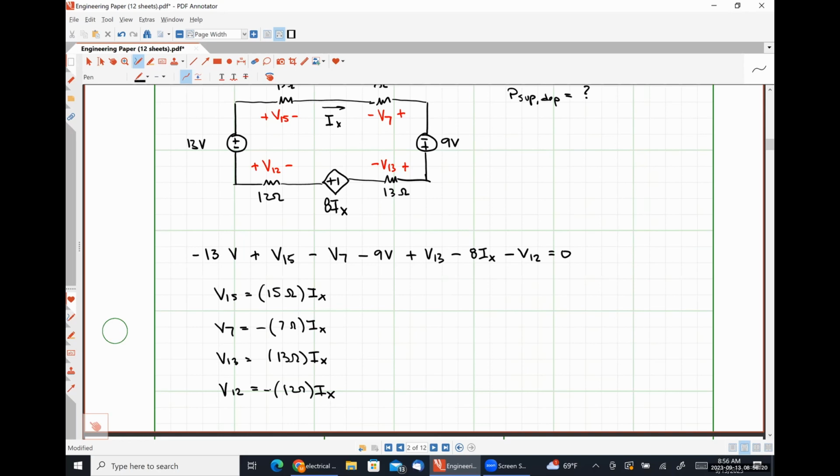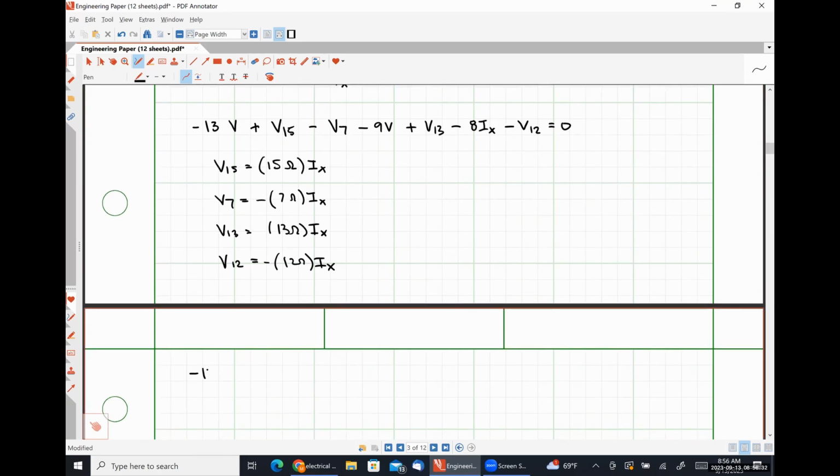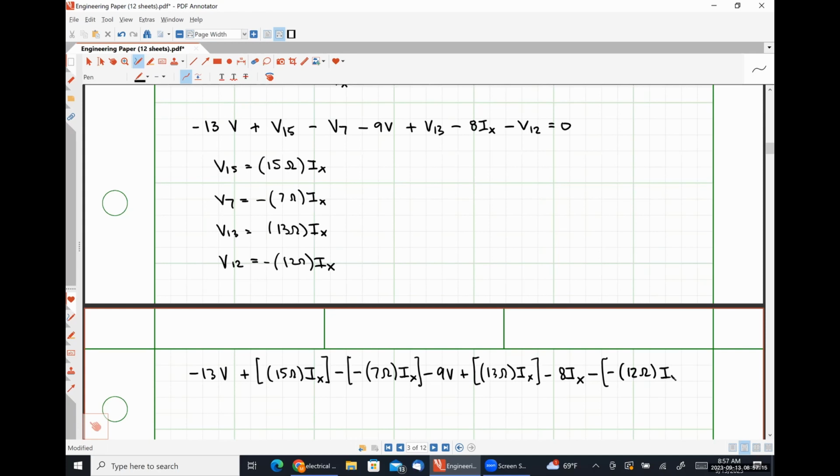With each Ohm's law relationship, we wind up getting a single equation only in terms of the quantity IX. So let's substitute things in here. We're going to have negative 13 volts plus V15, which was 15 ohms times IX, minus V7, which was negative 7 ohms times IX, minus 9 volts plus V13, which was 13 ohms times IX, minus 8IX minus V12, where V12 was negative 12 ohms times IX.